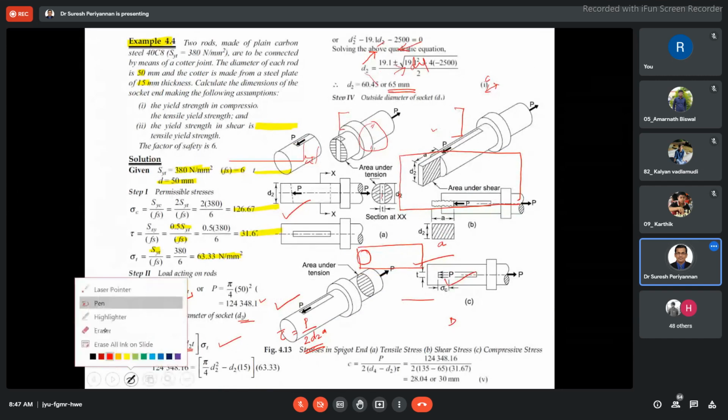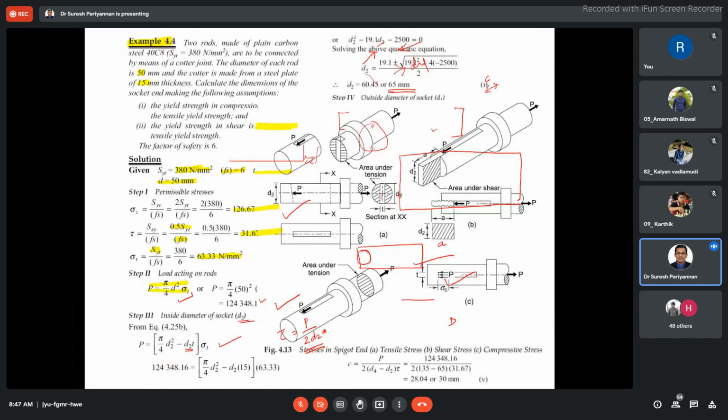There are two sides here, that is why it is P by 2 into d2. Because this slot is where the cotter is inserted, the shear area is d2 into A. This is tau in this figure. From this relation, we are able to find out what A is. Similarly, we can find C also.